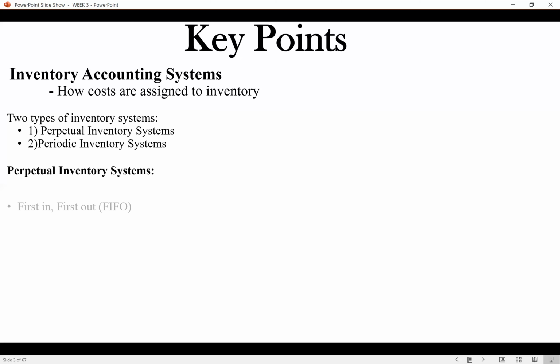Continuing under the perpetual inventory system, there are different methods to it. The first one we have there is first in, first out. Again, it's under the perpetual inventory system, but it's just a method. The perpetual system has three methods by which you value your inventory. The first one, FIFO, as we like to call it, stands for first in, first out.